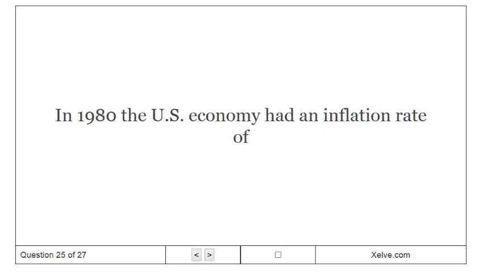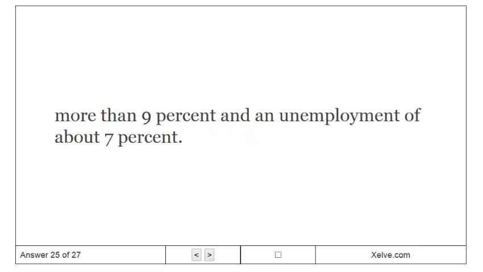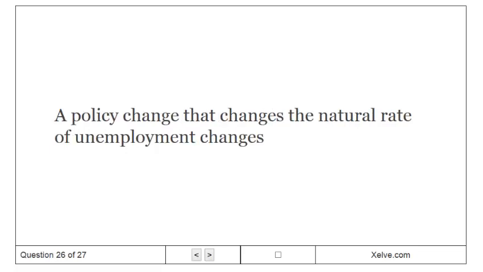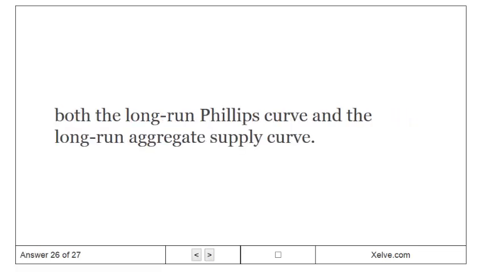In 1980, the U.S. economy had an inflation rate of more than 9% and an unemployment rate of about 7%. A policy change that changes the natural rate of unemployment changes both the long-run Phillips curve and the long-run aggregate supply curve.